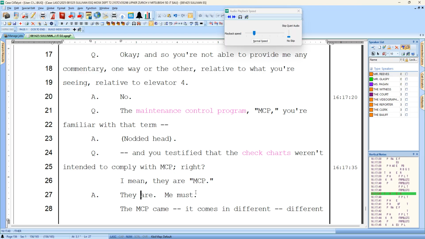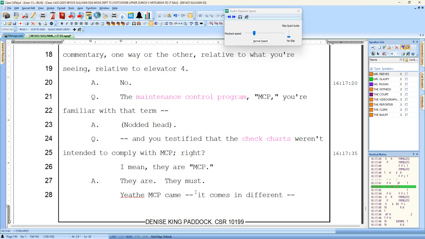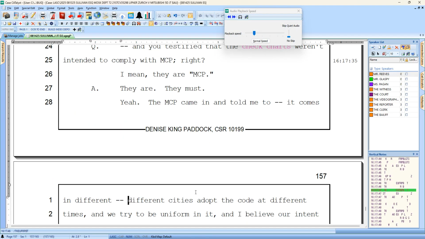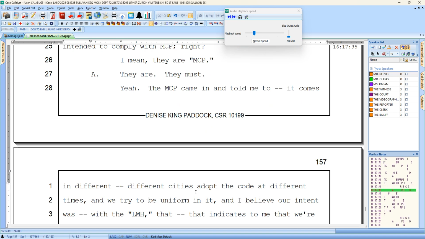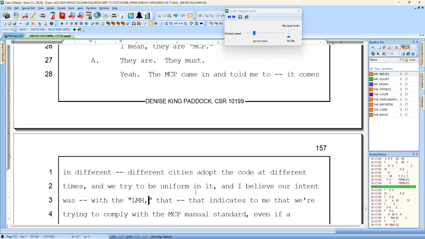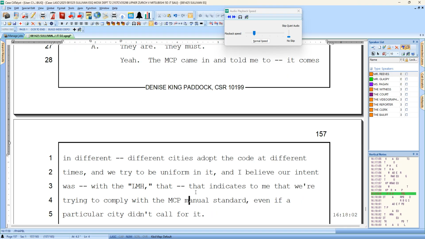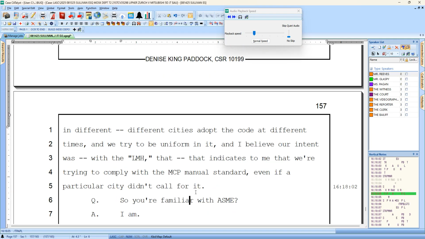They are, they must, yeah. The MCP came in 22. It comes in different cities adopt the code at different times, and we try to be uniform in it. And I believe our intent was, with the LMH, that indicates to me that we're trying to comply with the MCP national standard, even if a particular city didn't.